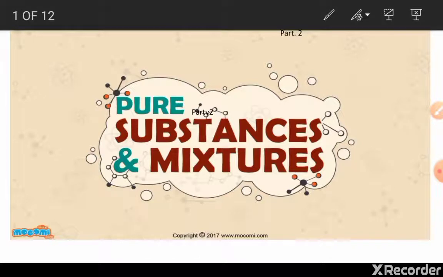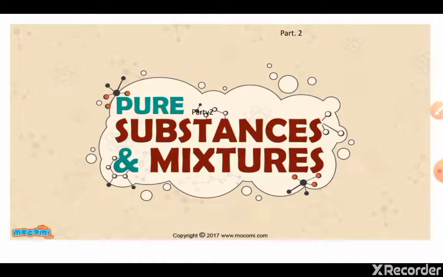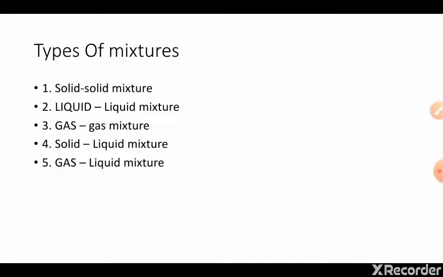In the last video we talked about the difference between the word pure and the word mixture, and we said that a pure substance is made of only one type of material, but a mixture is a substance which is made of different materials. And now we will talk about the types of mixtures.